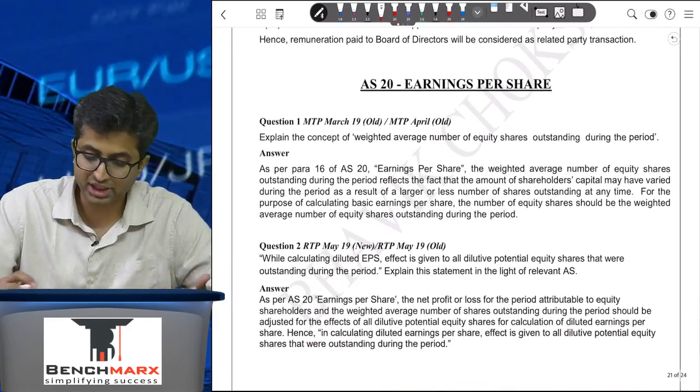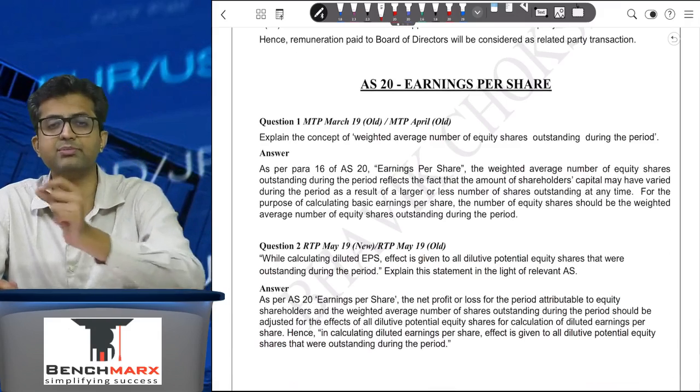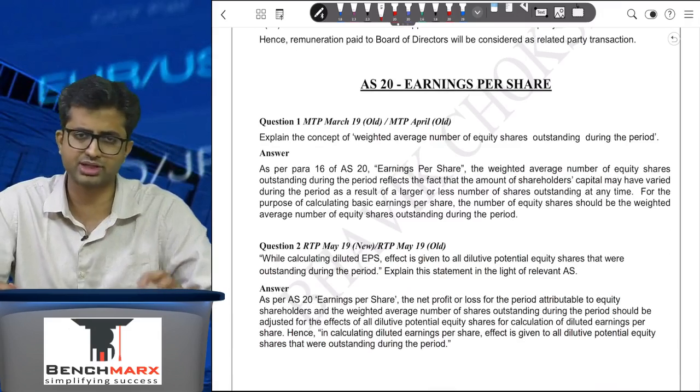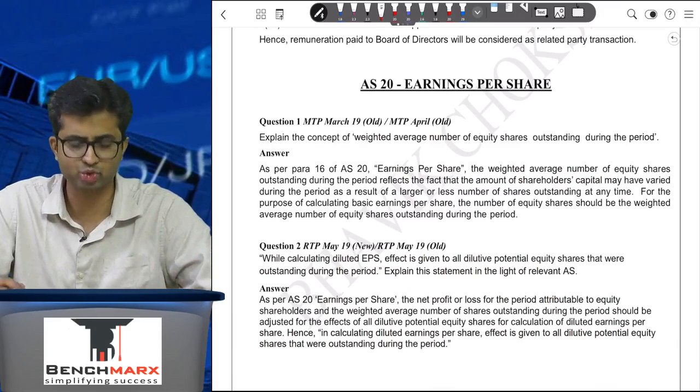Then we have the concept of weighted average number of equity shares. This is a time-based weighted average depending on the number of days for which these shares are outstanding. That number of days you take as the base.